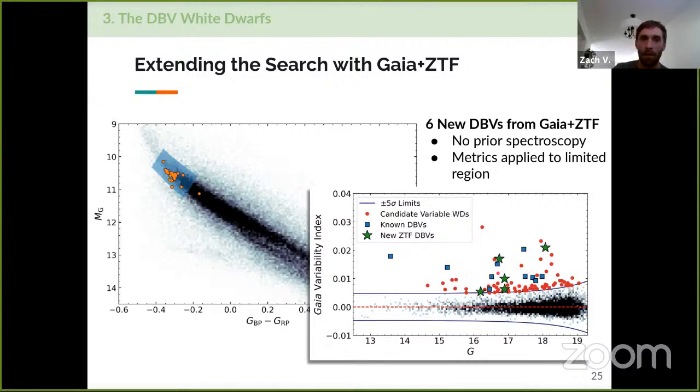So it seems to be a pretty effective way to find these, and you don't need any information about whether it's a DA or a DB beforehand, because these metrics are so reliable at finding variable stars. There is some contamination in here, so a few of these are going to be rotating DAs, magnetic DAs, or some sort of peculiar white dwarf.